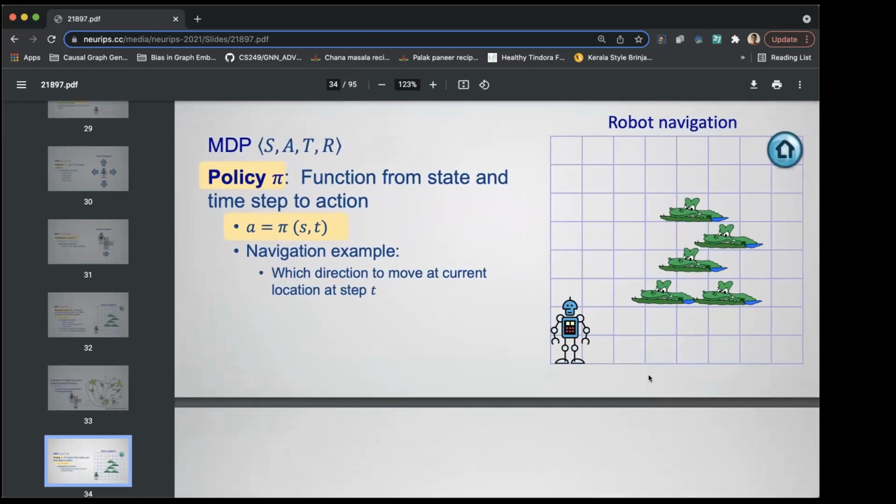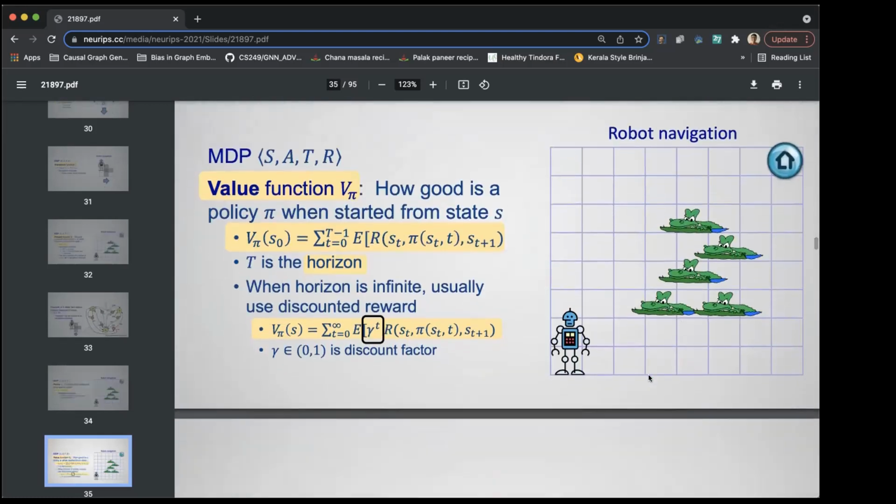We also have this concept of policy pi, and this is a function from the state and time step to an action. So it's a function that tells you, if I'm in the current state at a current time, what action should I be taking? And we have this concept of a value function. It's a measure of how good a policy pi is when started from a state S. So let's look at the value given a policy pi starting from state S0.